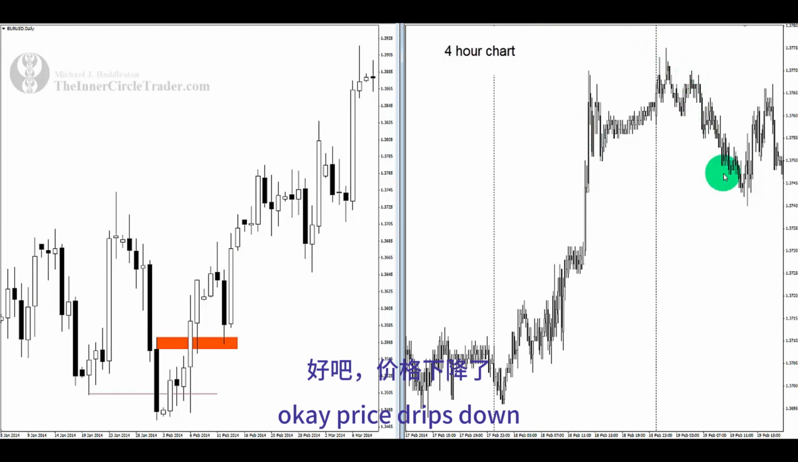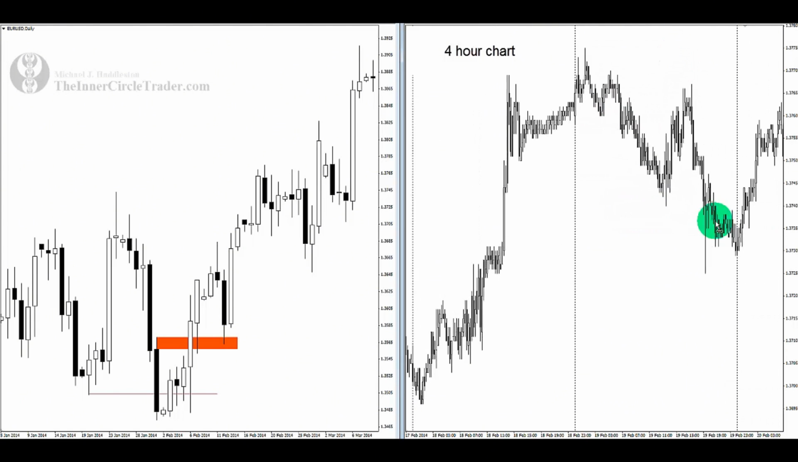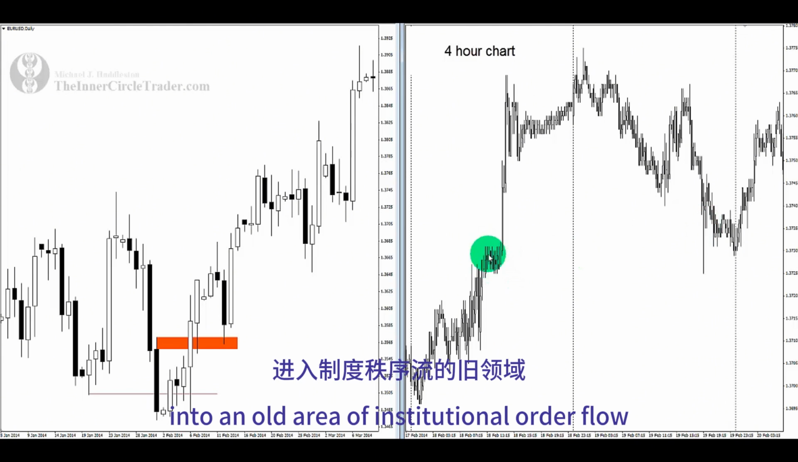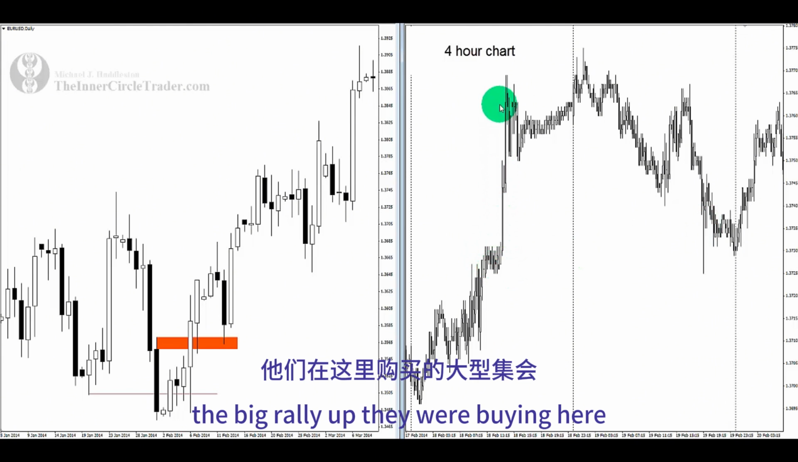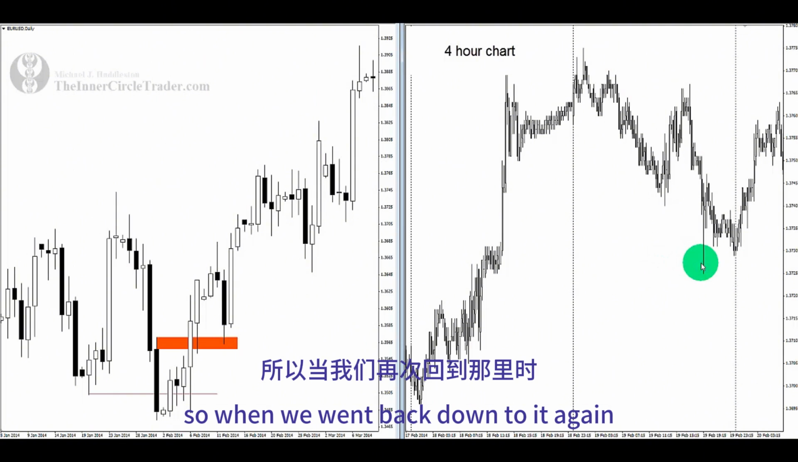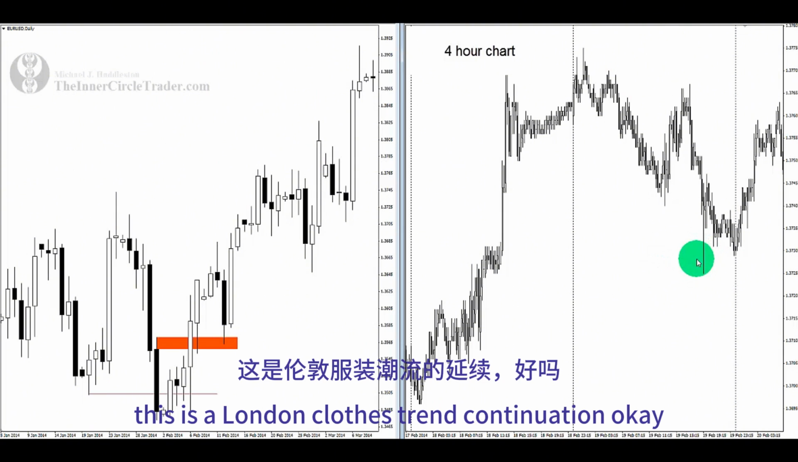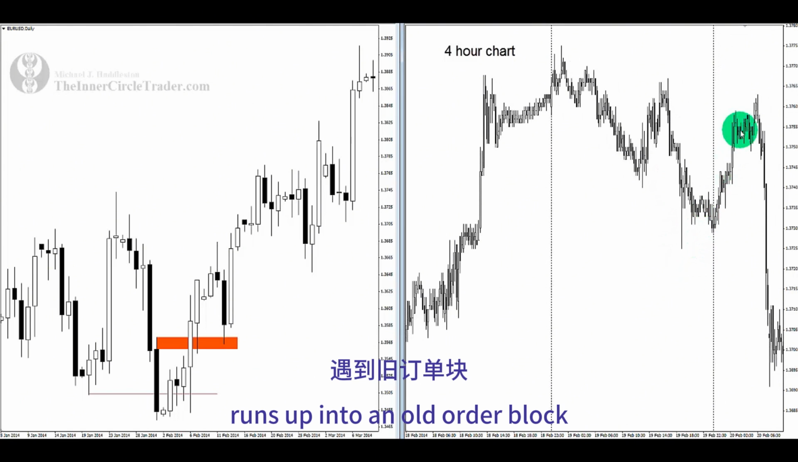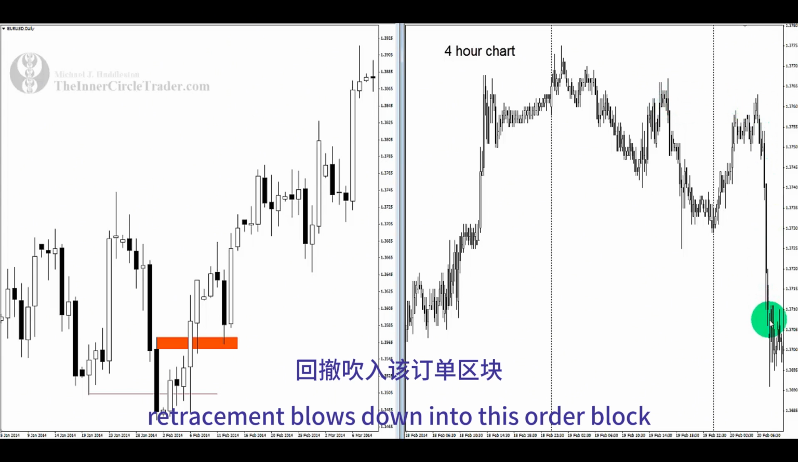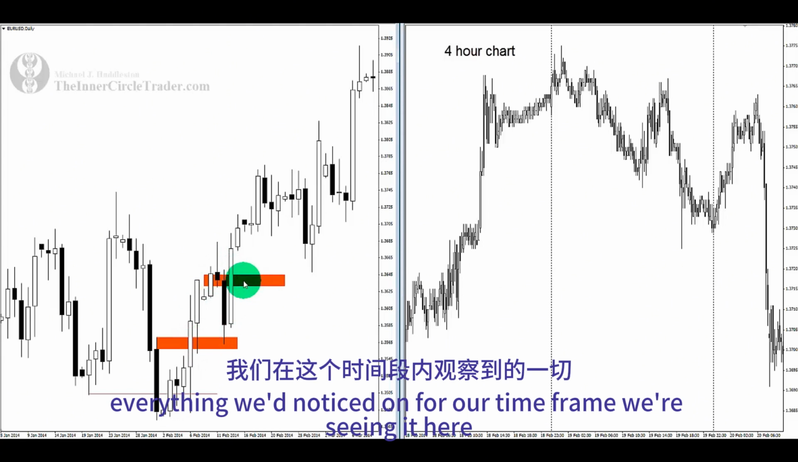Okay, and price drips down into an old area of institutional order flow. The big rally up, they were buying here. So when we went back down to it again, boom, it rallies again. Okay, this is a London close trend continuation. Okay, runs up into an old order block, retracement, blows down into this order block. Everything we noted on a 4-hour time frame, we're seeing it here.